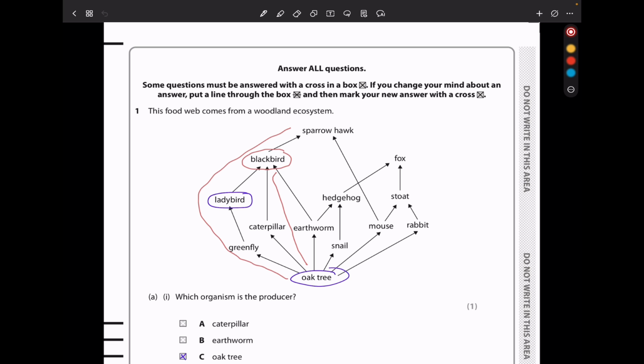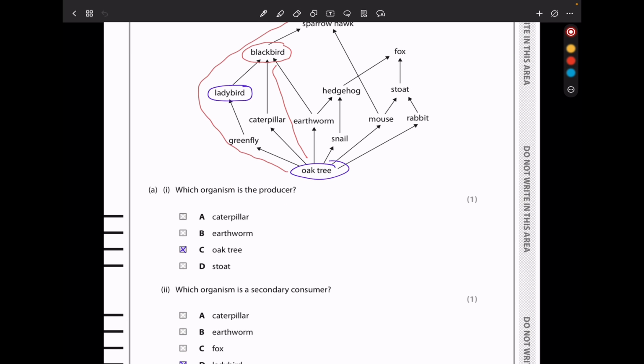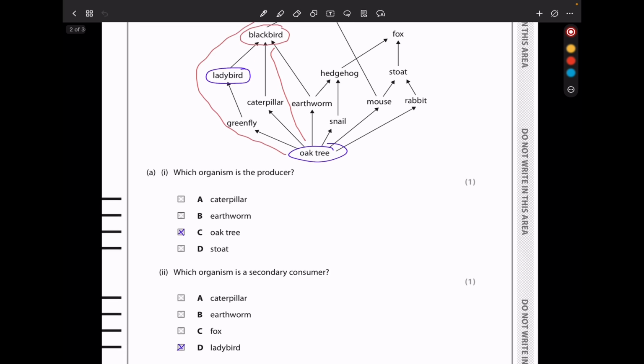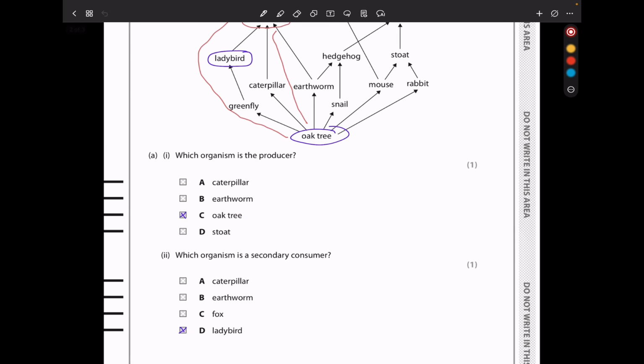Question 1. This food web comes from a woodland ecosystem. Which organism is the producer? The oak tree is going to be the producer because all food chains in this food web come from the oak tree. So the answer should be C.